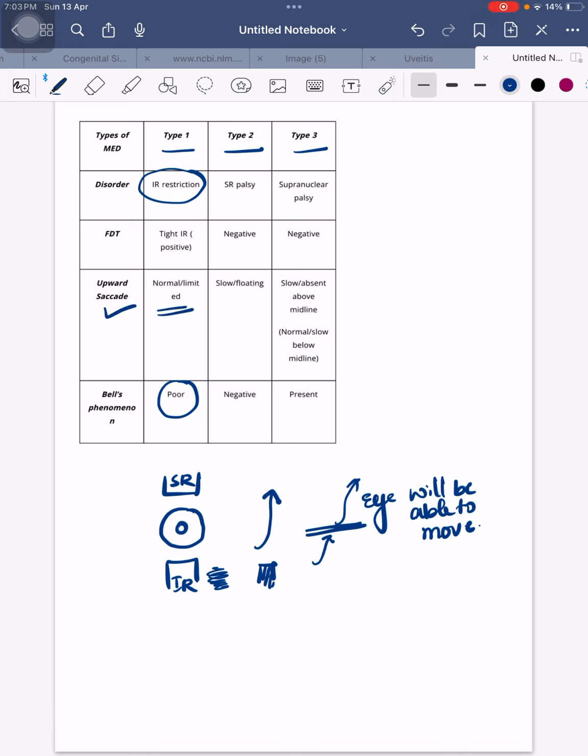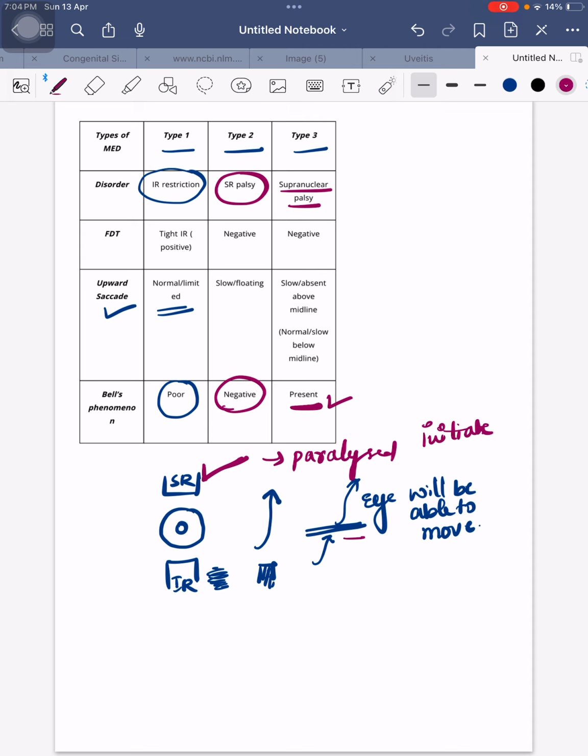Second type of palsy here is superior rectus palsy. In superior rectus palsy, the muscle itself has paralyzed. So, it's unable to initiate the movement. So, the Bell's phenomenon is completely negative. Type 3 is supranuclear palsy. It's from above. Here the Bell's phenomenon will be present. The eyeball you can elevate till the midline. Above this the movement will be restricted.